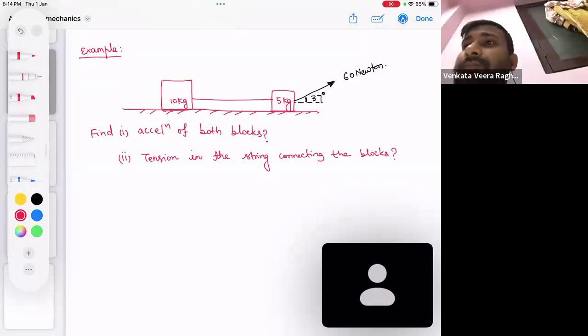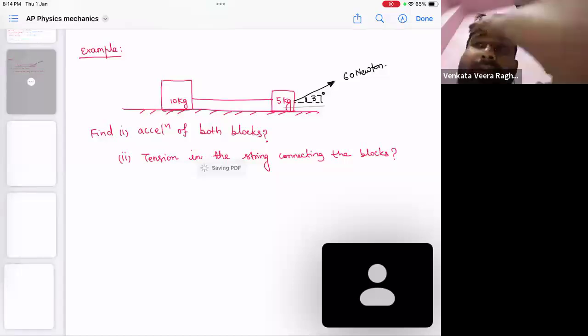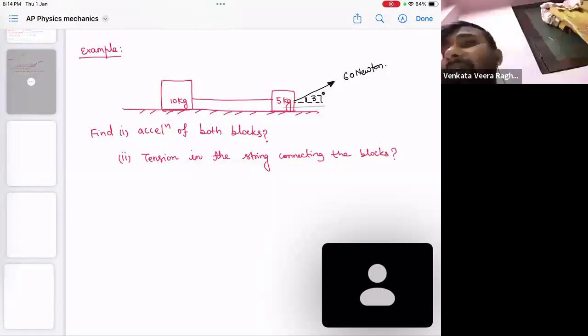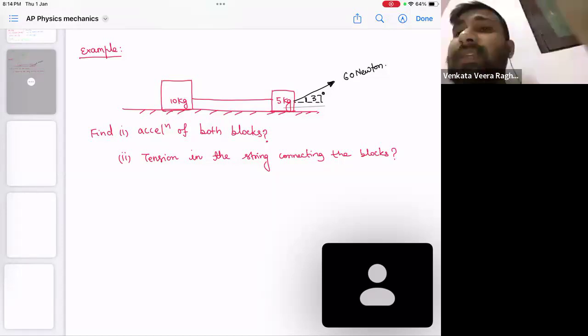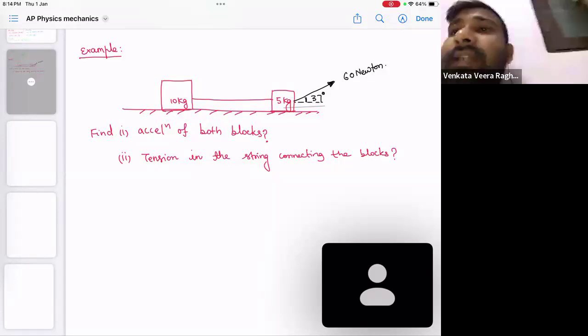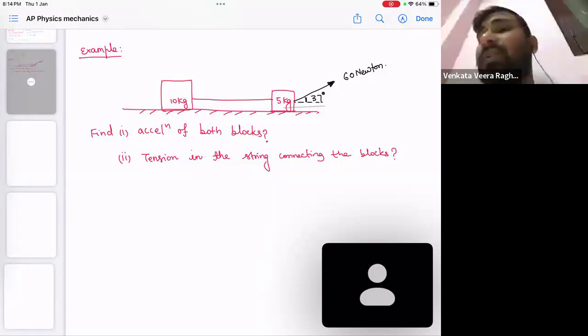Will you try now? Yes, sir. So the masses I have taken the same, and instead of keeping them in contact with each other, I connected these two blocks with the help of an ideal string. Keep in mind, this is an ideal string. Ideal string means a massless and inextensible string. We call it the ideal string.